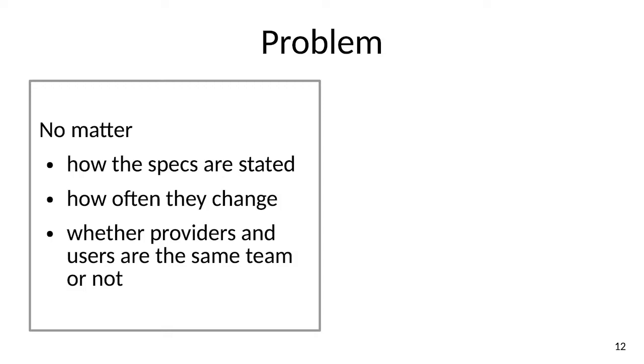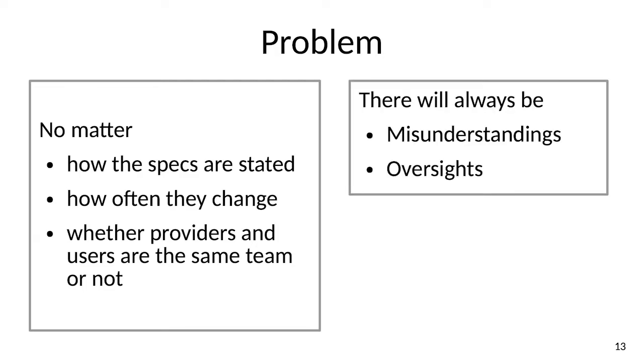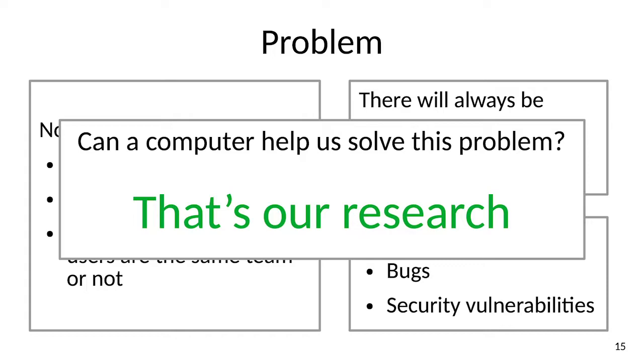Now, no matter in what form these interface specifications appear, no matter how often they change, and no matter whether the providers of some layer and the users of that layer are the same person, the same team, or not at all, there will always be misunderstandings at these layer boundaries, and there will always be oversights at these layer boundaries. And these then lead to bugs, and even worse, they lead to security vulnerabilities. Now, as an aspiring computer scientist, the question I ask myself here is, can a computer help us solve this problem? And that's exactly our research.